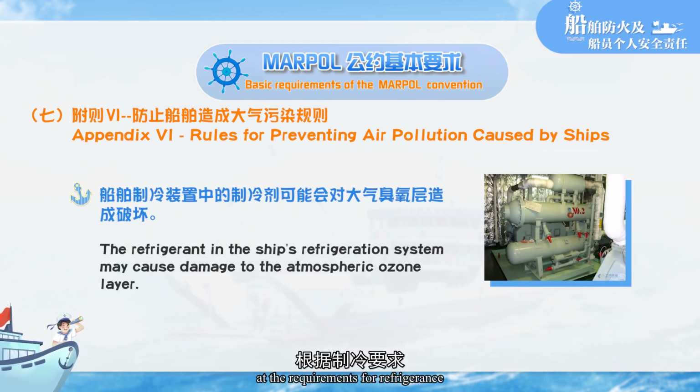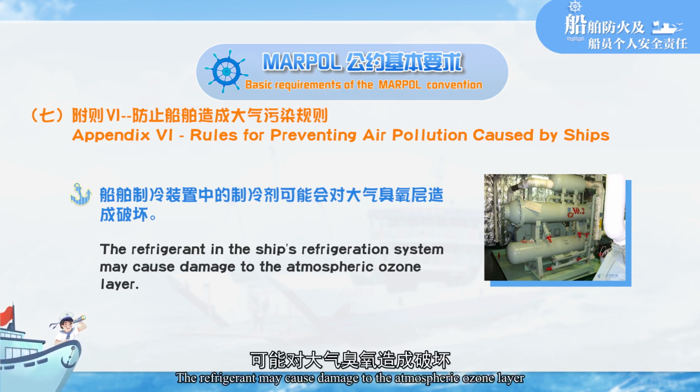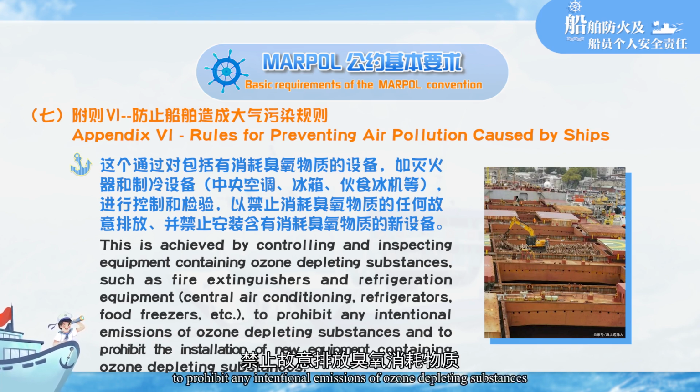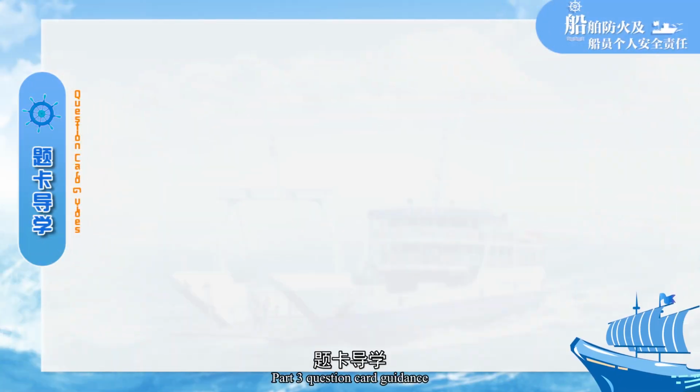Next, let's take a look at the requirements for refrigerants in the ship refrigeration system in Annex 6. Refrigerants may cause damage to the atmospheric ozone layer. This is mainly achieved by controlling and inspecting equipment that contains ozone-depleting substances and prohibiting the installation of new equipment containing ozone-depleting substances, such as fire extinguishers and refrigeration equipment, central air conditioning, ice boxes, food freezers, etc., and prohibiting any intentional emissions of ozone-depleting substances.